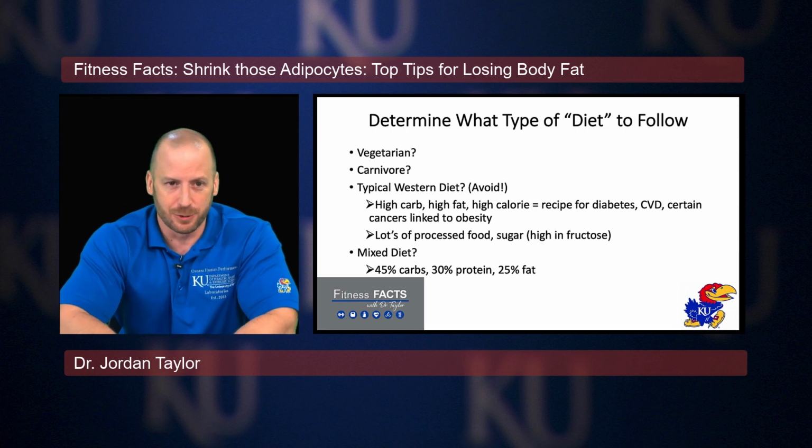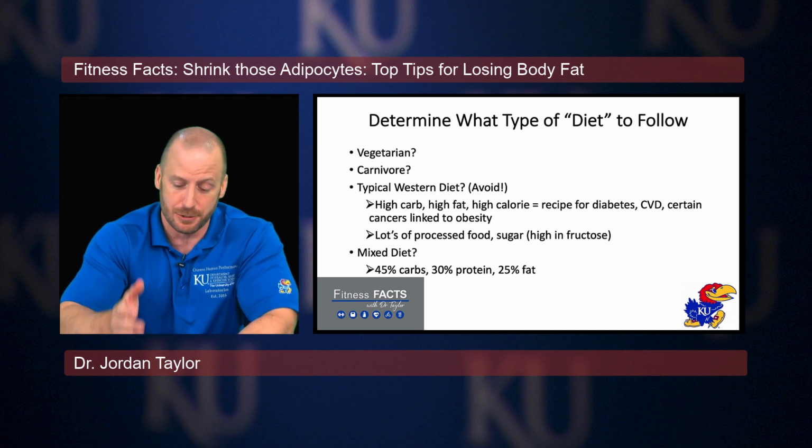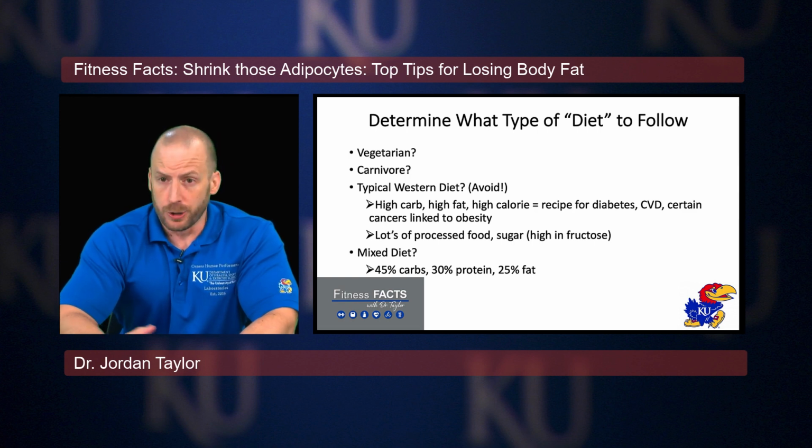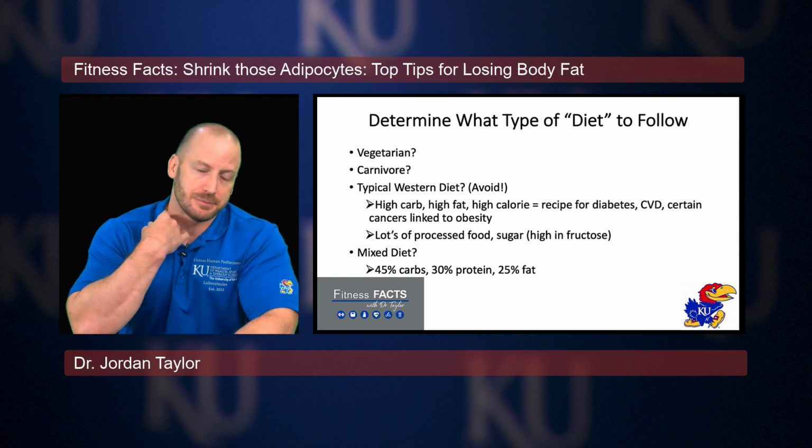Then there's the carnivore diet. This has become very popular recently, where you're just the total opposite of vegetarian. You're eating nothing but animal products. So meat, fish, dairy, organ meats, liver. I mean, it's nothing but animal products, okay?